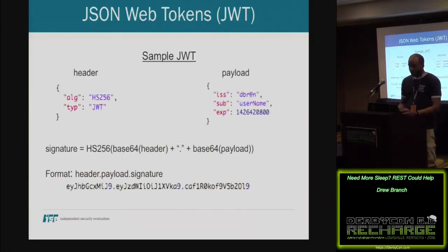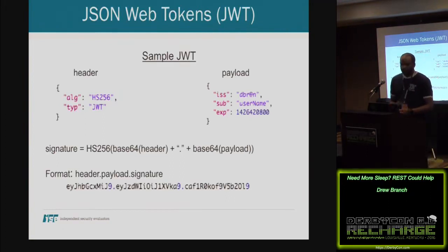So here's a sample JWT. Here we have the header. The algorithm used here is HMAC SHA-256, a type of token. It's a JSON web token. The payload contains the issuer, which is dbrand, which is me, the subject, which is its username, and the expiration date. Now the signature is computed by taking the base64 of the header dot the base64 of the payload, and then you HMAC SHA that, or whatever hashing algorithm you want to use, to create the signature.